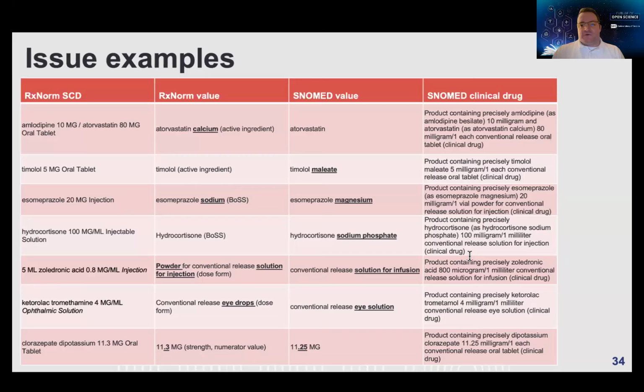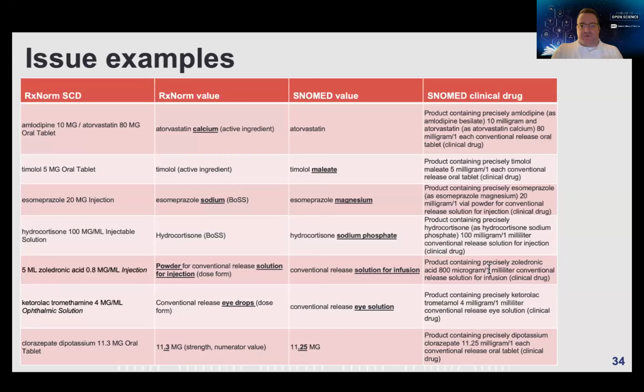So if RxNorm has 100 oral tablet assertions to SNOMED clinical drugs, and 85 of those map to a conventional release oral tablet, while 15 map to conventional release oral capsule, the process is going to configure all RxNorm oral tablets to use conventional release oral tablet on instantiation, i.e. there is no cheating allowed when generating these logical definitions. This is why we sometimes find issues with the injectables.